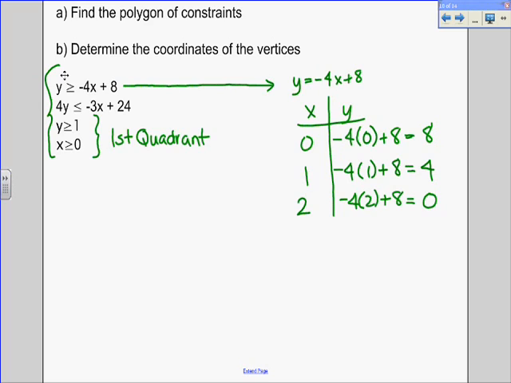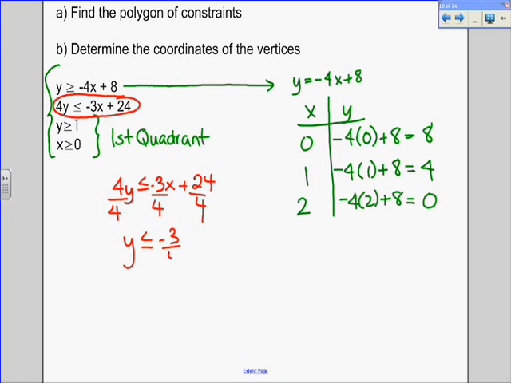For our other inequality, for this one here, I'm going to do everything in red. So I have 4y is less than or equal to negative 3x plus 24. I'm going to do a little bit of rearranging here. We're going to divide every single term by 4, and that will simplify to y is less than or equal to negative 3 over 4 x plus 6. If I make a table of values for this, I'm pretending that my y is equal to negative 3 over 4 x plus 6. Oops, I have this backwards here. Let's try that again. I'm going to put my x and then my y.